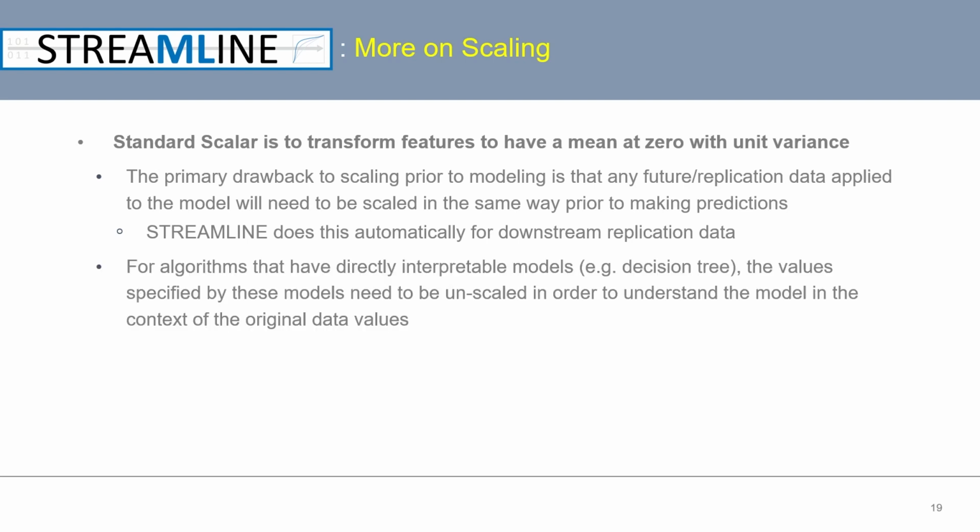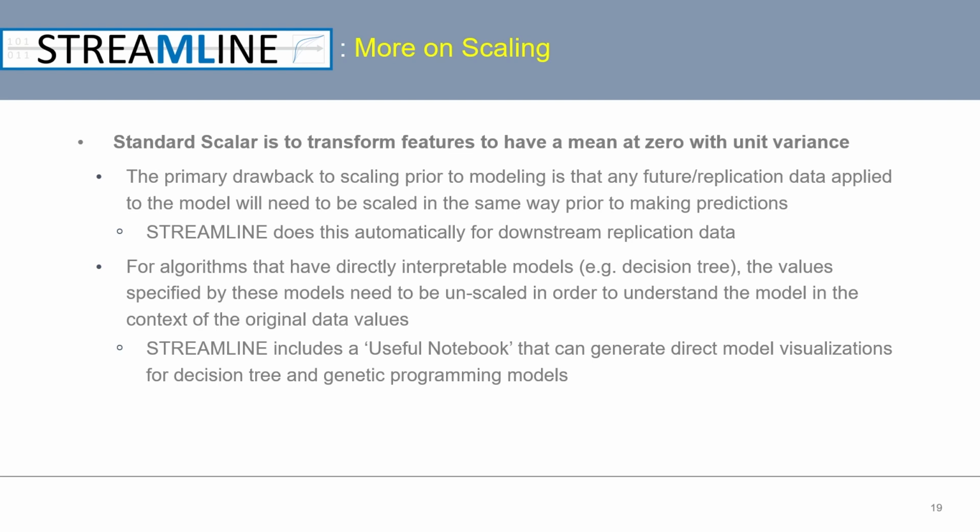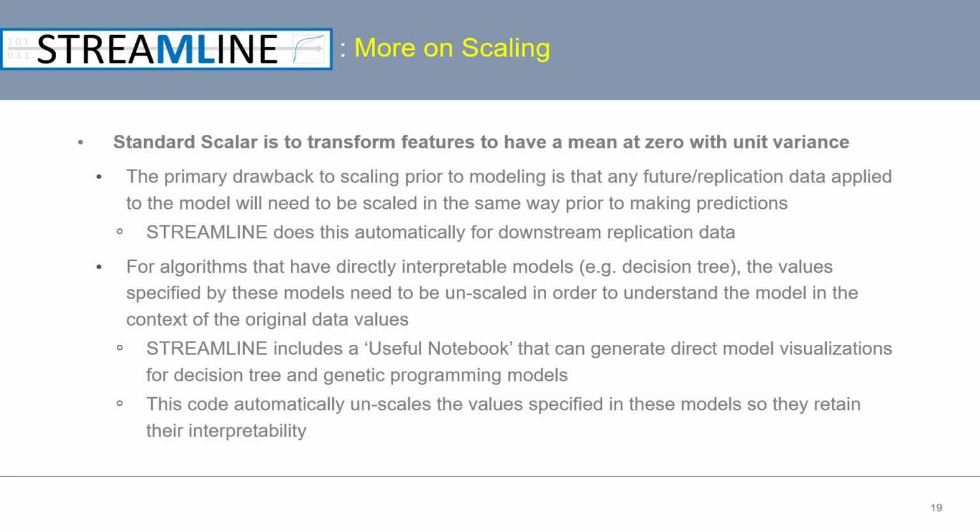Also of note, for any algorithms that have a directly interpretable model, for example decision trees, the values specified by these models will need to be unscaled in order to understand the model in the context of the original data values. Again, fortunately, Streamline includes a useful notebook that can generate these direct model visualizations for decision trees and genetic programming models. And this code automatically unscales the values specified in these models so they retain their interpretability.